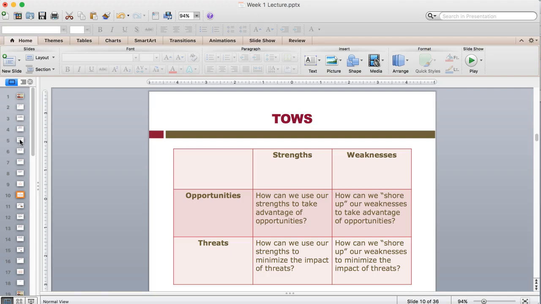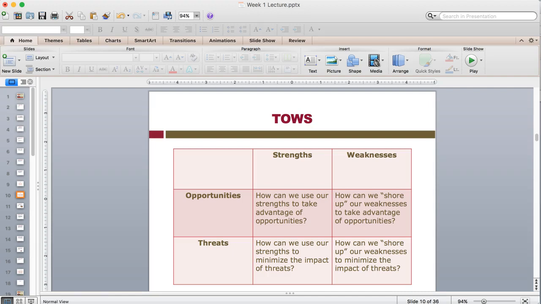And the idea is to say, okay, how do we use our strengths to take advantage of our opportunities? How do we take advantage of our strengths to overcome weaknesses and threats? How do we shore up our weaknesses to take advantage of opportunities? And how do we shore up our weaknesses to minimize threats? And again, we'll go through some examples of that. But the point is that as you move into making decisions or recommendations and decisions, it should answer one of these four questions.